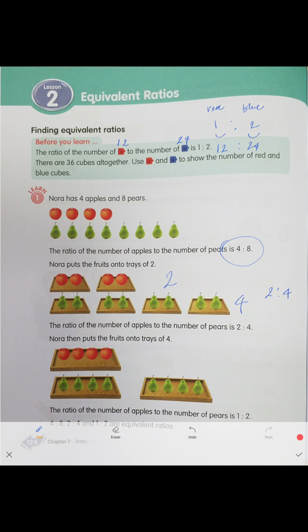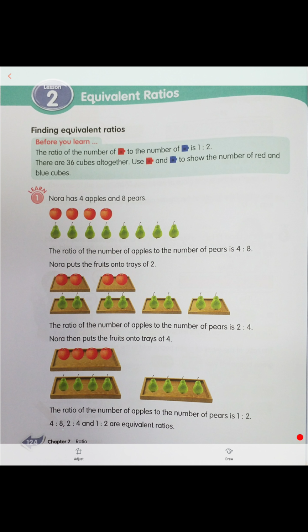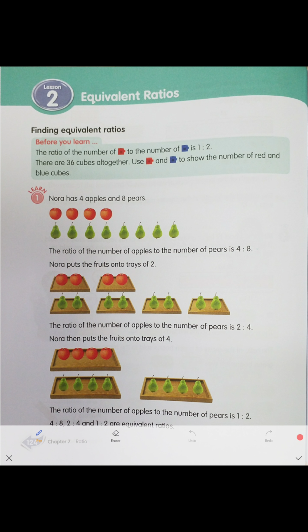What she does next is she puts fruits onto trays of 4, and 4 pears right here. So you can see there is 1 tray and there are 2 trays, and your ratio becomes 1 to 2. So what they tell us over here, the last sentence on this page: 4 to 8, 2 to 4, and 1 to 2 are all equivalent ratios. All of them are the same.